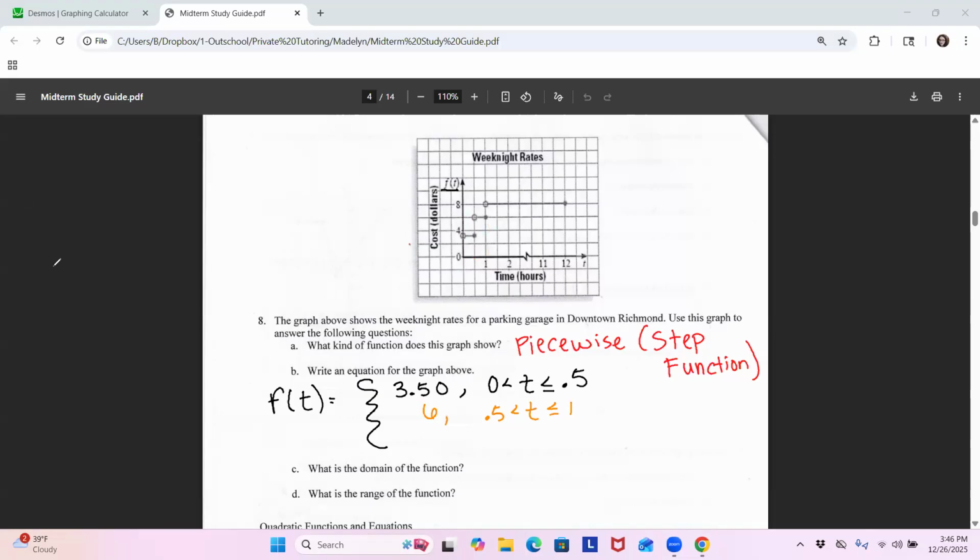Okay. But if you're going to park longer than that, if you're going to be there from 1 hour to 12 hours, so like overnight, so if your time is in between 1 hour all the way up to 12, including 12, you're going to pay $8.